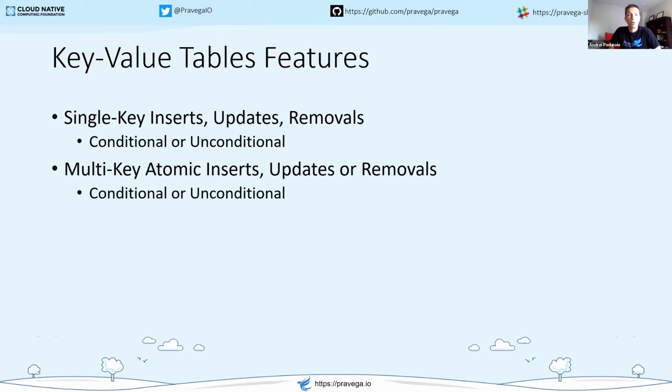Also, you can do multi-key atomic operations. If you have a batch of, let's say, 5 keys that you want to update at the same time, you can batch them together, and Pravega will ensure that they will either all go in or none of them will. And you can mix and match conditional and unconditional updates within this batch. For instance, within those 5 updates, you can have 1 or 2 which are conditional and the other ones unconditional, but the entire update is going to be conditional on those 2. So you can be very creative with what you can do there.